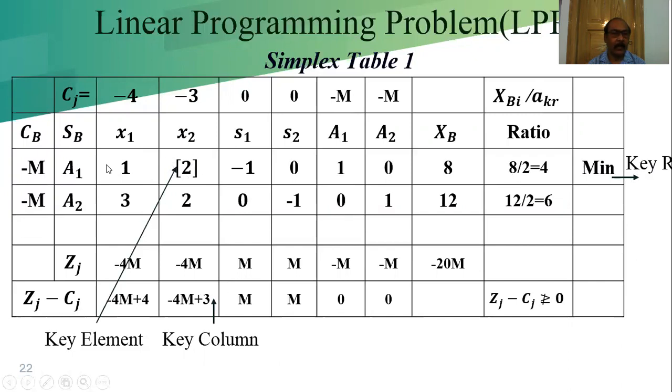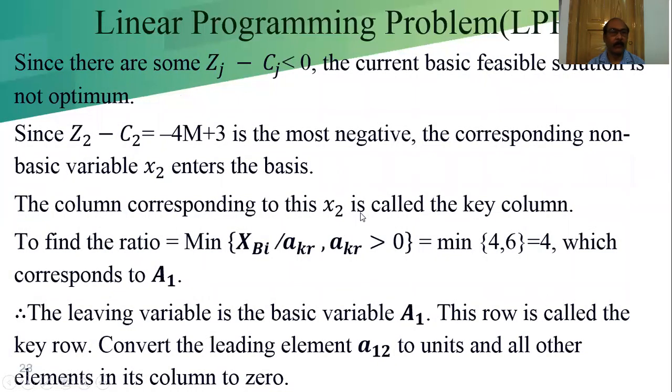In the next step, all the elements of the first row are divided by 2, and you have to calculate this 3, 0, minus 1. Not this one, because A2 is in the basis, X2 will be our basis variable and minus 3 will become here. So we are moving to the next table. Some Zj minus Cj are less than or equal to 0, so the current basic feasible solution is not optimum. Corresponding to that, minus 4M plus 3 is the most negative. The corresponding non-basic variable X2 enters the basis.